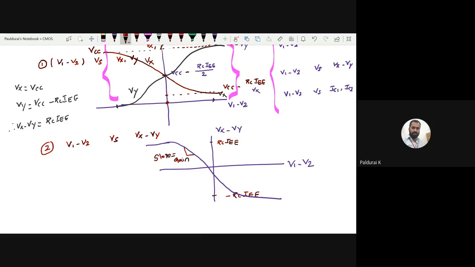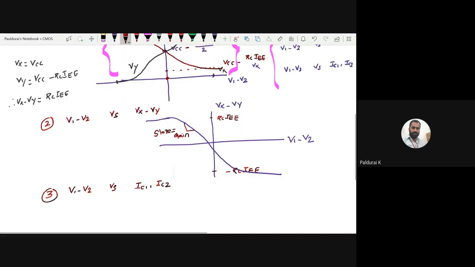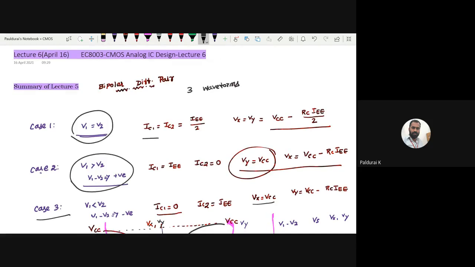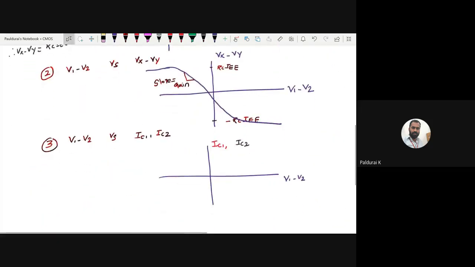And coming to the third curve, this time differential input voltage versus separate output currents, namely IC1, IC2. So this is V1 minus V2. This time I want to go with IC1 this color, IC2 black color. Now IC1, IC2, when V1 equal to V2, this IC1, IC2 equal to IE by 2. So let me mark IE by 2 here, IE over 2.